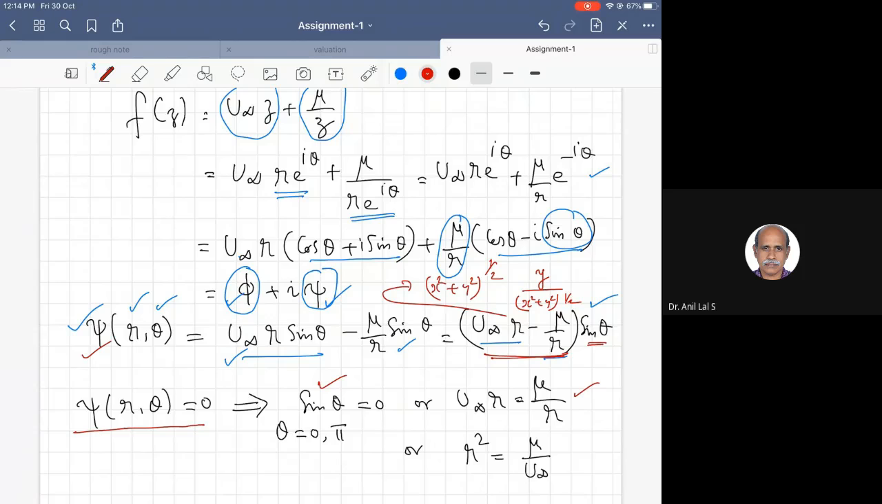So this gives you r squared is equal to mu by u infinity. Here mu is the strength of the doublet, and u infinity is the magnitude of the uniform flow, so mu by u infinity is a constant. So psi will become equal to 0 on r squared equal to a constant, which is a circle. So this is a circle.